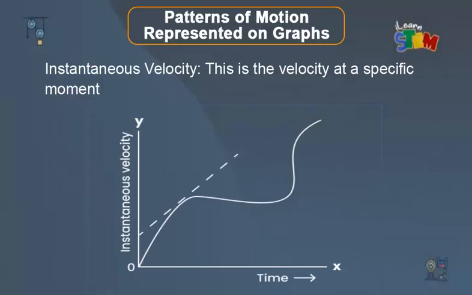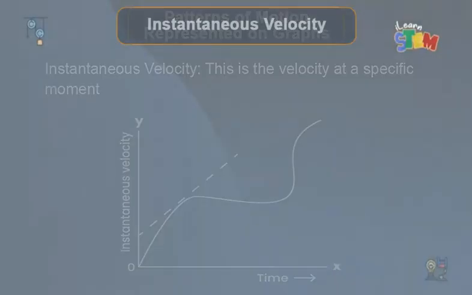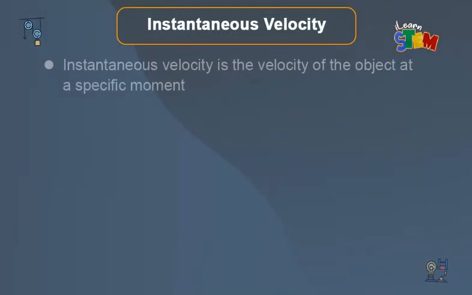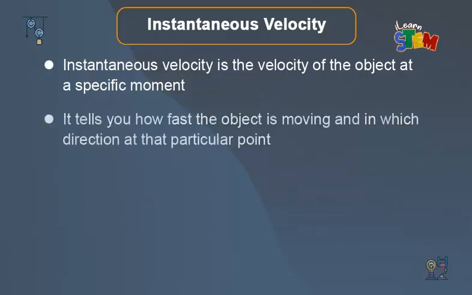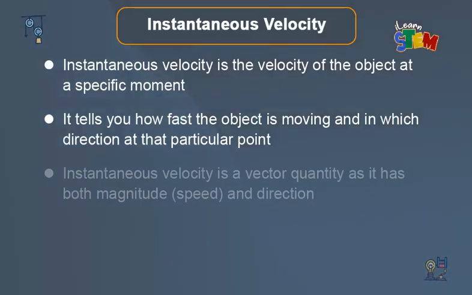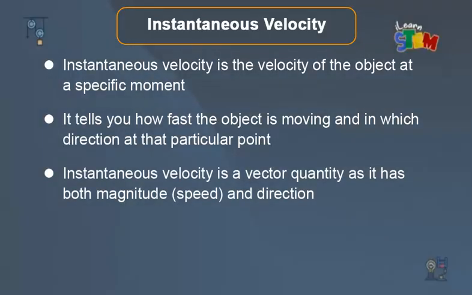Interesting, isn't it? Let's explore instantaneous velocity and acceleration. Now, instantaneous velocity. Instantaneous velocity refers to the velocity of an object at a specific moment in time. It tells us how fast the object is moving and in which direction, right at that exact point. It is a vector quantity, meaning that it has both magnitude and direction. Magnitude in this case means speed.